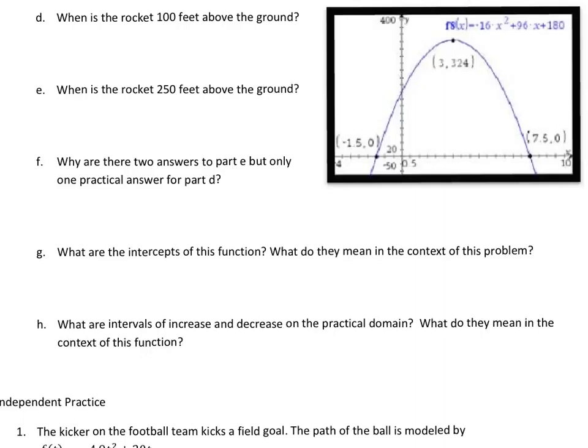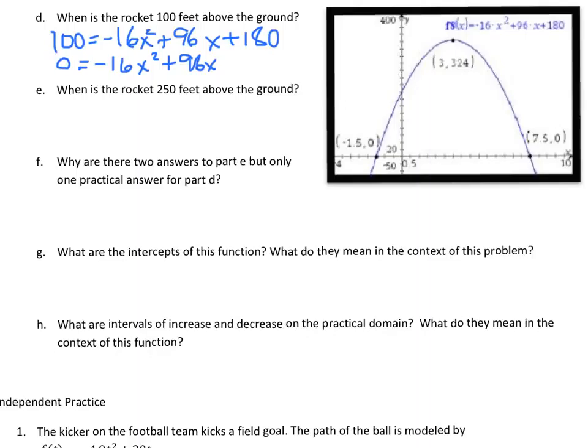To find when the rocket is 100 feet above the ground, we're going to need to solve the equation 100 equals negative 16x squared plus 96x plus 180. Alright, to do this, what we would want to do is set this equation equal to 0. So I'll need to subtract 100 on both sides. And then we'll need to use the quadratic formula.